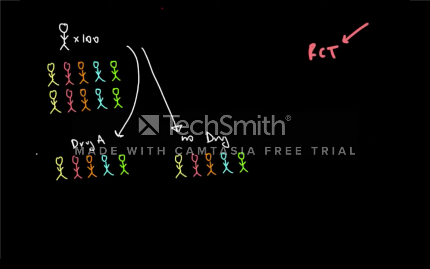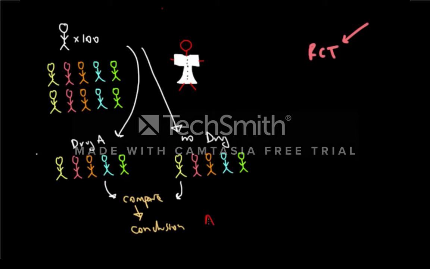This is going to be done by the experimenter, so I've drawn in this guy in a white coat symbolizing the experimenter. Since these populations are similar to one another, we can then compare drug A versus no drug. I'll just write in the word compare. We can tell which is better, drug A or no drug, and that leads us to our conclusion. We might say that in this case, drug A works better than no drug in lessening whatever we're looking at, so we'll just say A works out better.